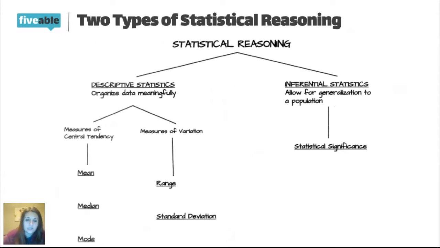And then inferential statistics are how we infer about the population. So descriptive statistics describe or organize our data. Inferential statistics allow us to generalize for the population as a whole. So I just put this chart on here because it might be useful to you guys.